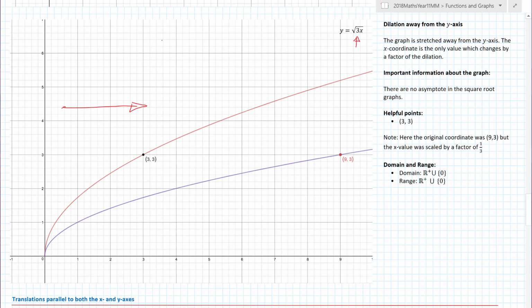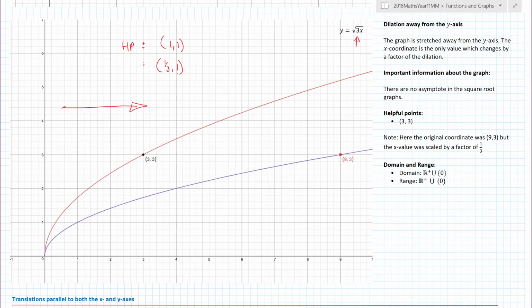Well, the standard graph was 1, 1. Sorry, my standard helpful point was 1, 1. So we're now saying that rather than changing the y values, we're changing the x values. So my helpful point in this situation would now become 1/3, 1. Is that true? Is it 1/3, 1 for my graph?